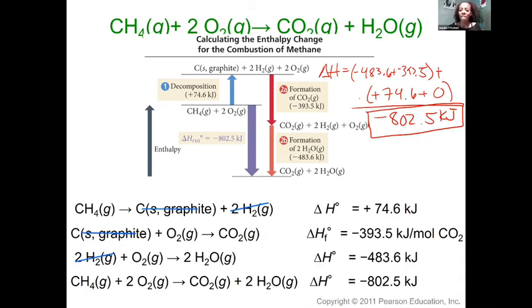I hope this information helped you understand standard formation and heats of formation.